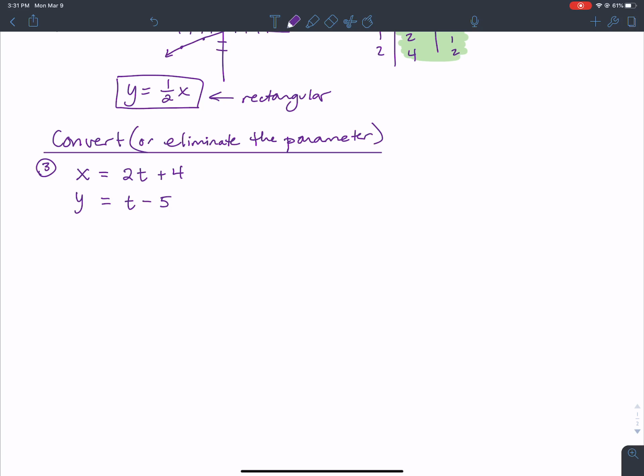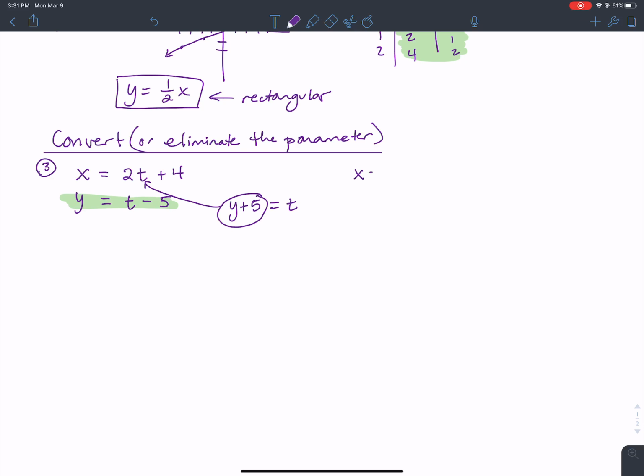Okay, and instead of making those tables, what we are going to do is basically put these two together by doing a substitution. So I'm going to pick one of these equations, the bottom one. I'm going to take that and get t by itself. So if I get t by itself, this is going to look like y plus 5 equals t. And then I'm going to take that y plus 5 and substitute it into the top one.